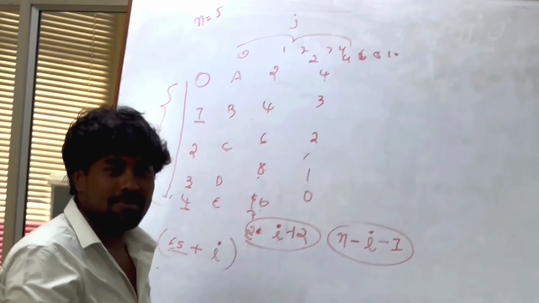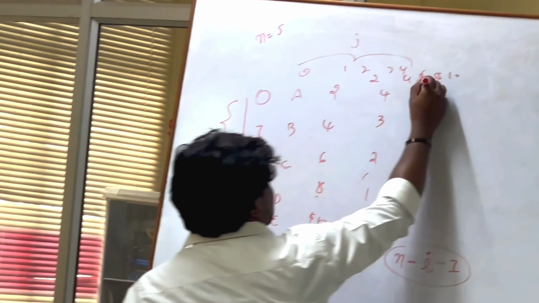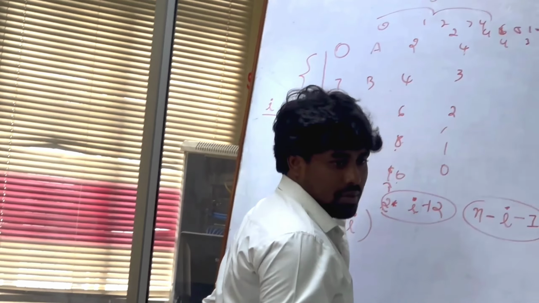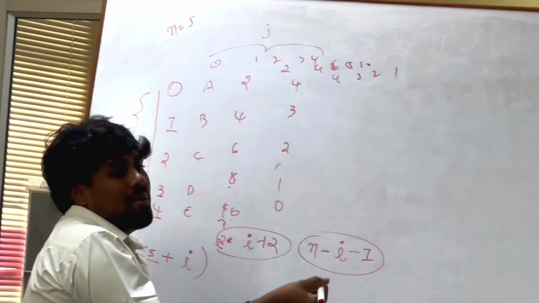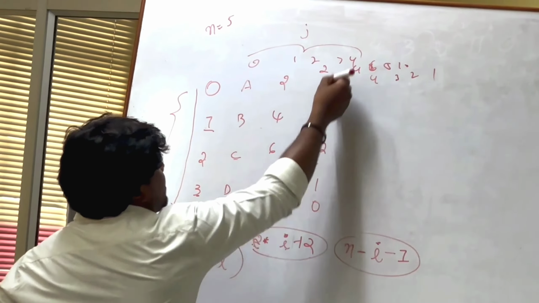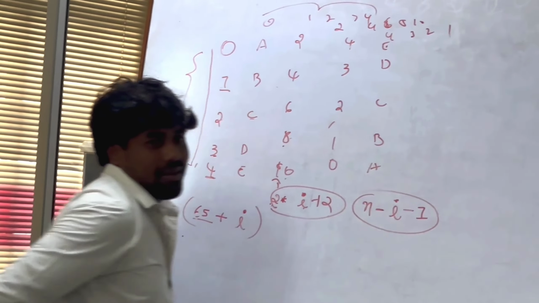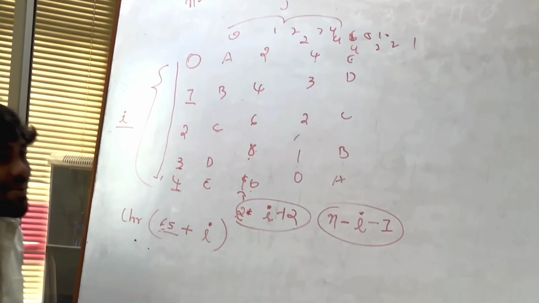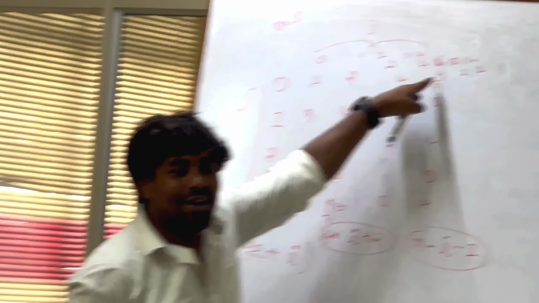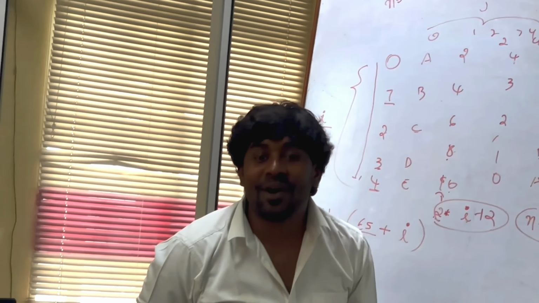Now, if the values are like this, 4, 3, 2, 1, then n minus I minus 1. Now, can you write this for A, B, C, D, E like this also? Can you get this one now? Reverse A, B, C, D? Yes or no, sir? How do you get that now?